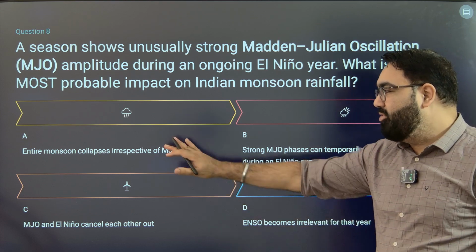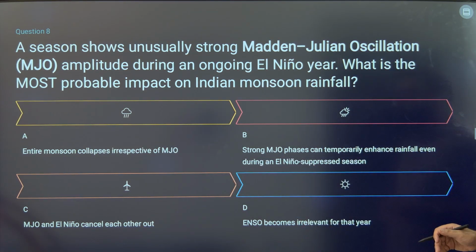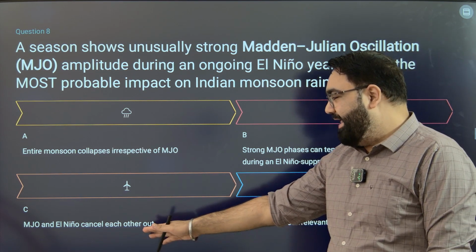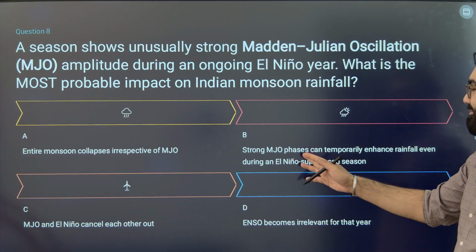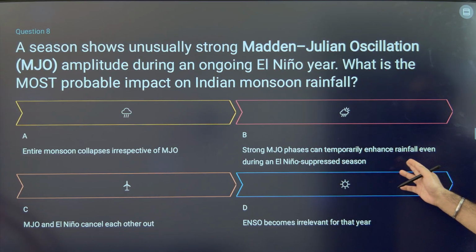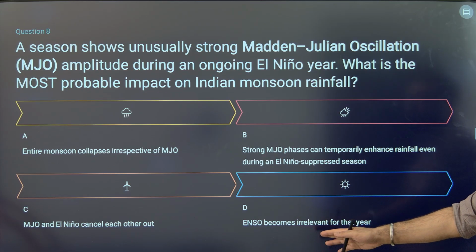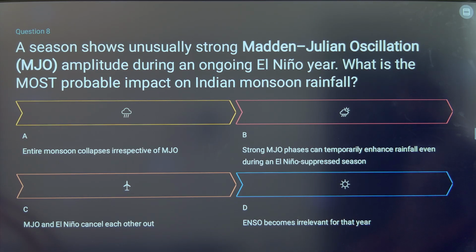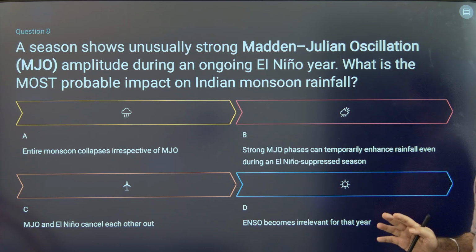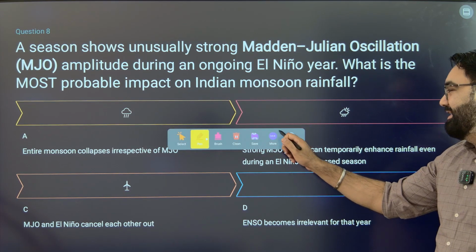First, entire monsoon will collapse irrespective of the MJO. Second, MJO and El Nino cancel each other out. Third, strong MJO phases can temporarily enhance rainfall even during El Nino suppressed season. Fourth, ENSO becomes irrelevant for that year. Which of these will be the implication? It's a very core geography based question. The answer here is B.